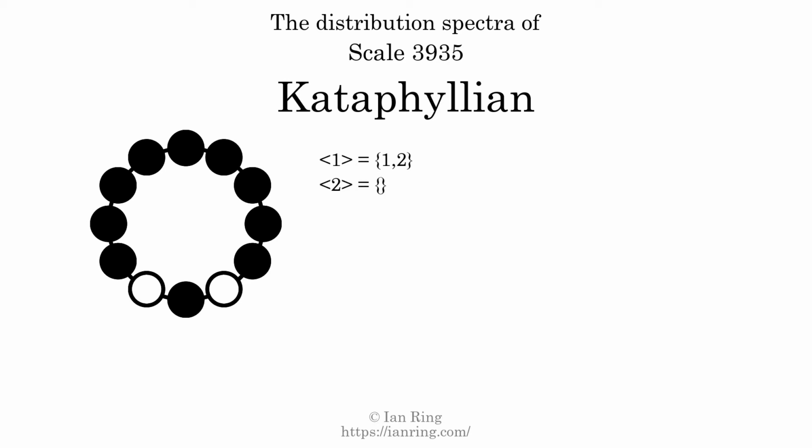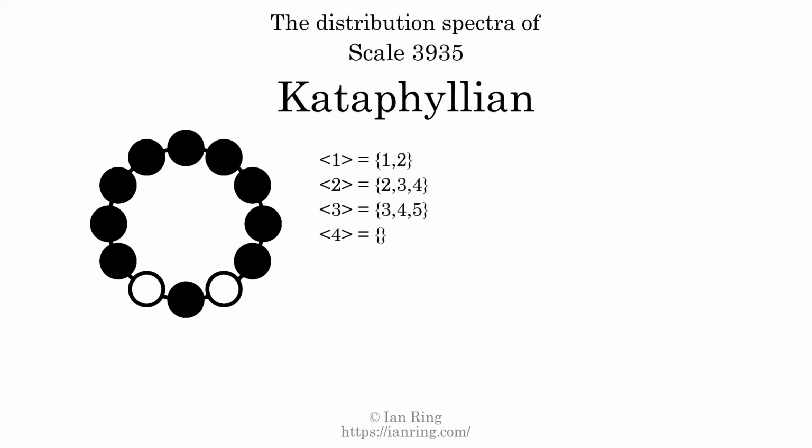The generic interval of two scale steps comes in 3 different specific interval sizes: 2 semitones, 3 semitones, and 4 semitones. The spectrum width of this generic interval is 2. The generic interval of 3 scale steps comes in 3 different specific interval sizes: 3 semitones, 4 semitones, and 5 semitones. The spectrum width of this generic interval is 2.